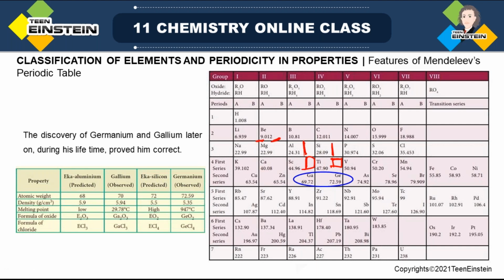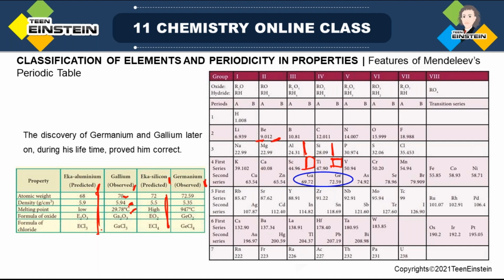Now if you look at this table, you can see the predicted properties and later what was discovered. This is the predicted property, later it was discovered. Now you can find some similarity. Here the physical properties, formula of oxide and formula of chloride, all these were predicted by Mendeleev. These two columns predicted 68, but when it was actually discovered, see how close the two values are. Density 5.9, it is almost the same. Melting point is mentioned low, and this is actually low.